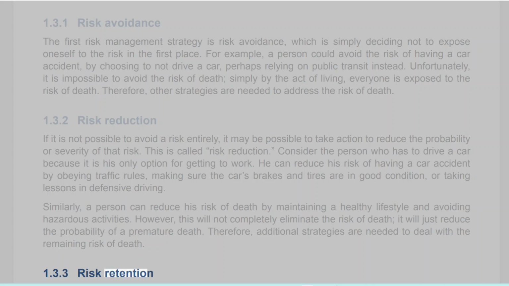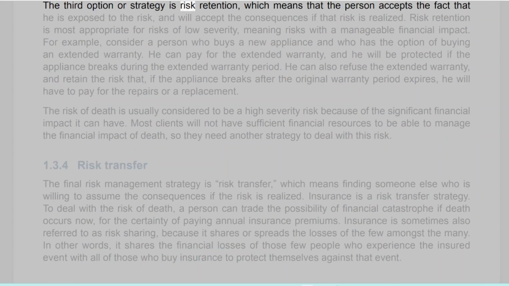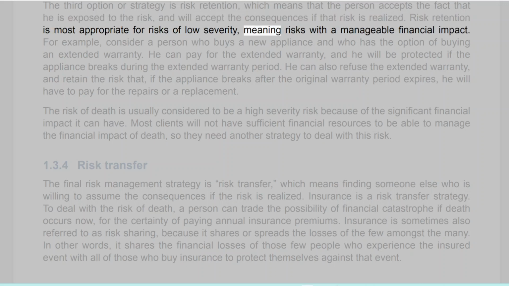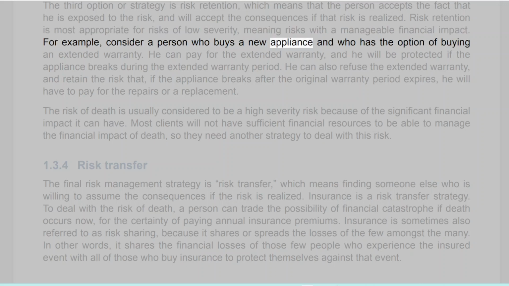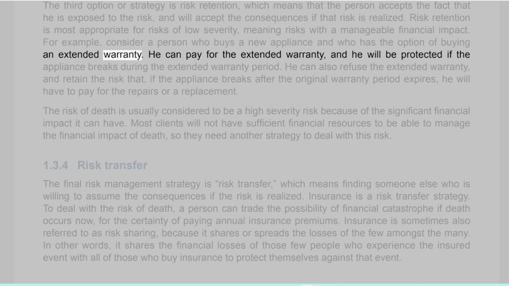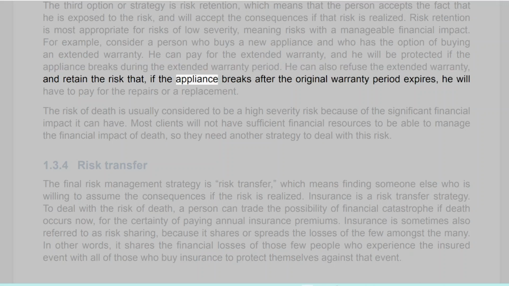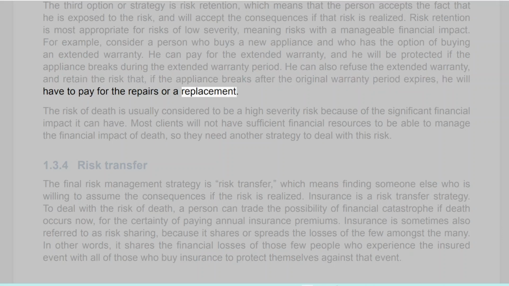1.3.3 Risk Retention. The third option or strategy is risk retention, which means that the person accepts the fact that he is exposed to the risk and will accept the consequences if that risk is realized. Risk retention is most appropriate for risks of low severity, meaning risks with a manageable financial impact. For example, consider a person who buys a new appliance and who has the option of buying an extended warranty. He can pay for the extended warranty, and he will be protected if the appliance breaks during the extended warranty period. He can also refuse the extended warranty and retain the risk that, if the appliance breaks after the original warranty period expires, he will have to pay for the repairs or a replacement.